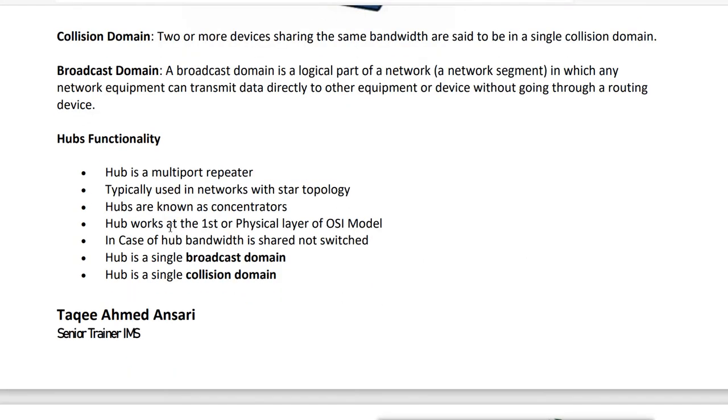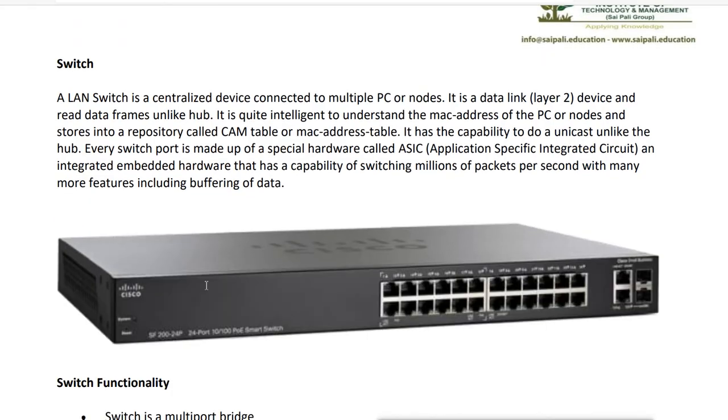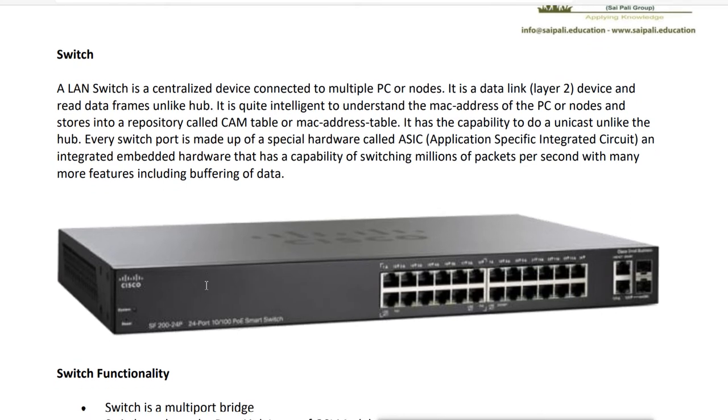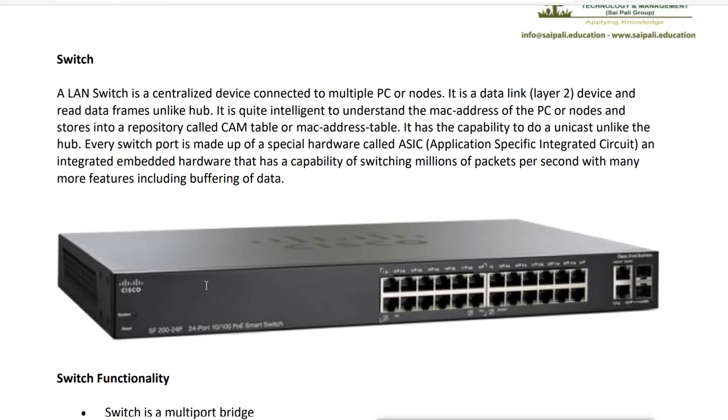Then the hub is a single broadcast domain, and also a single collision domain. Then we have switches. Because the hub has problems and makes the network slow, we got switches. And before the switches, actually we got the bridges, and the switch is an advanced version of the bridge. First the bridge device came, and the switch is the advanced version of it.